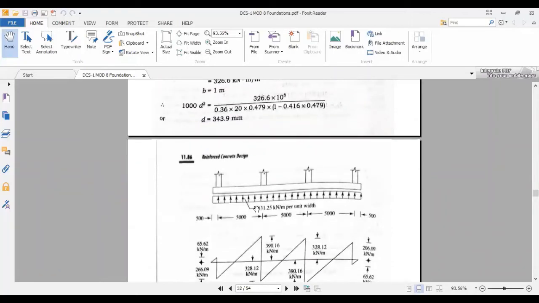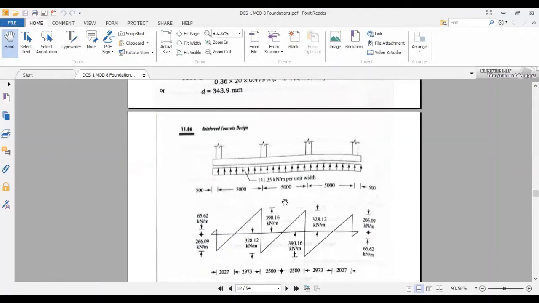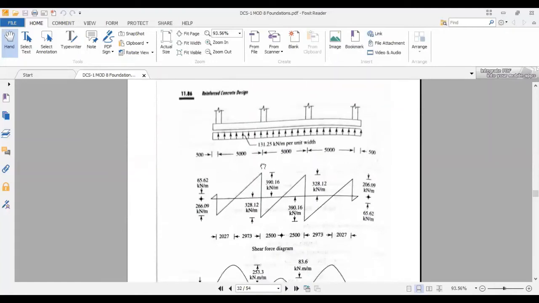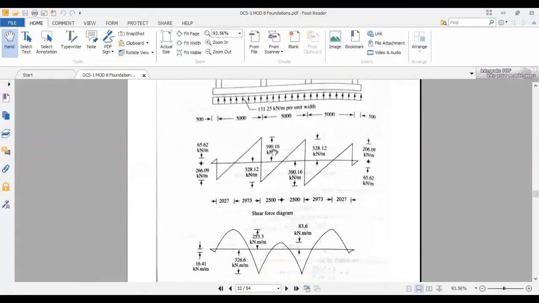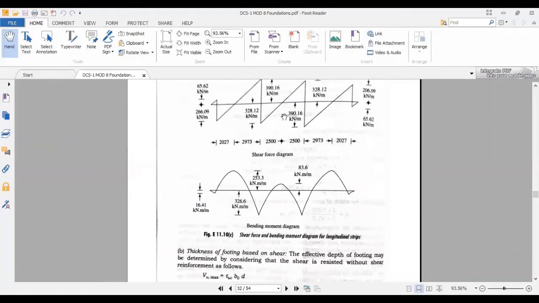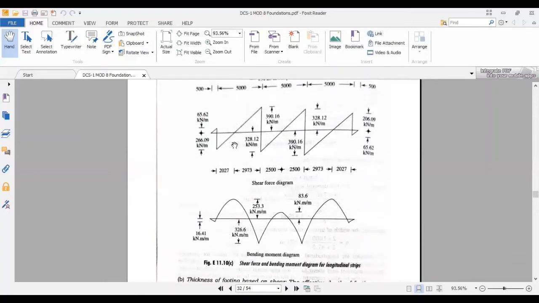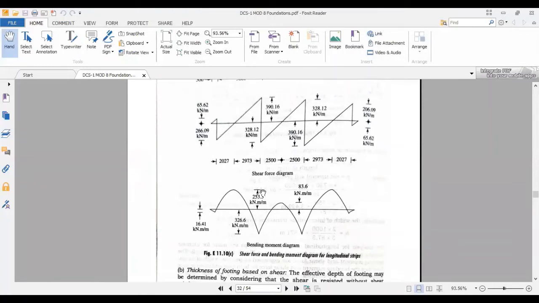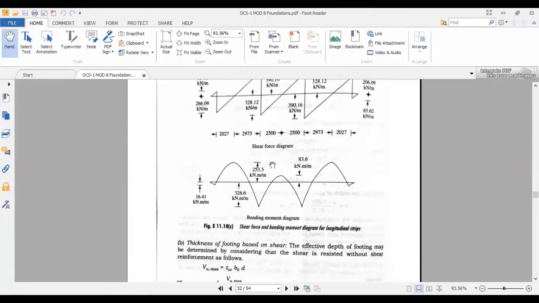So this is the net upward pressure acting per unit width. And this is bending moment diagram, and this is shear force diagram. Individual forces acting on each column.